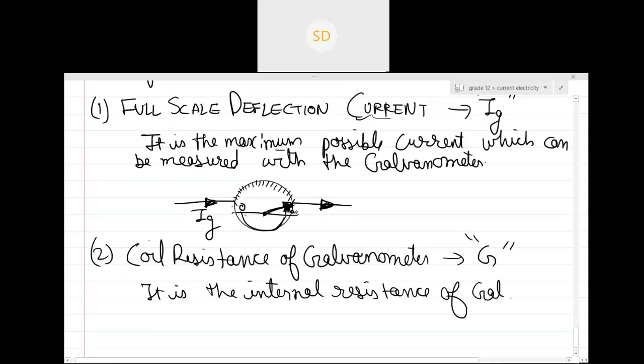Is this clear, guys? In simple words, it is the internal resistance of the galvanometer. Clear? So these two are very important parameters. From these parameters only we'll try to analyze other things.